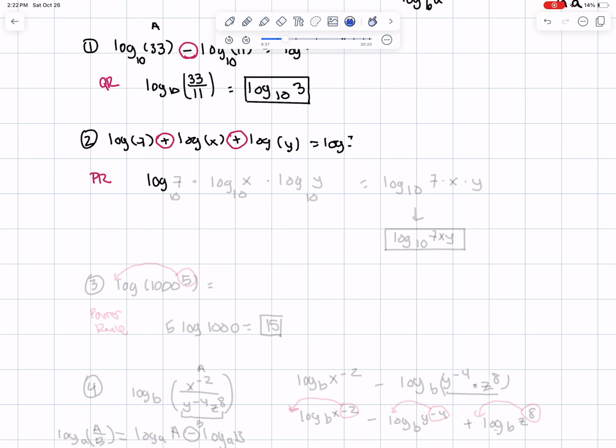So that means that all of them are going to be multiplied by each other. So it's a log of 7 times the log of x times the log of y. But since they all have the same base of 10, I'm just going to combine them. So I'm showing you that they're all getting multiplied, but I'm going to turn them all into one log. So it's 7 times x times y. So that means our answer is going to be log base 10 of 7xy.